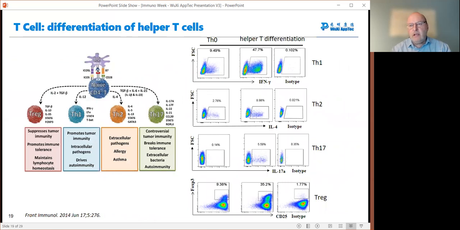We can also look at the impact of our compounds on the differentiation of helper T cells. For example, examining the relative distribution of Th1, Th2, Th17, and Treg cells as shown on this slide, with their corresponding cytokines.